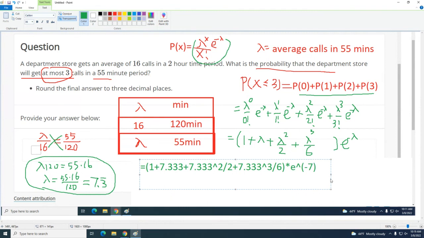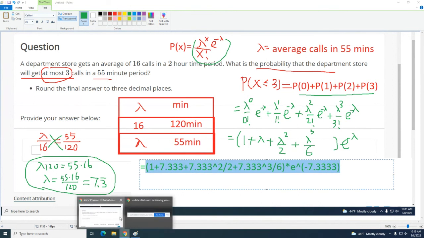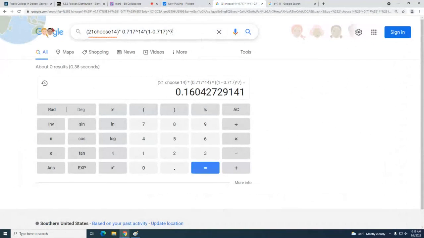So it's negative 7.333. There, now it's time to pop this into a calculator. And this is really what you enter into your calculator also. And here we are.